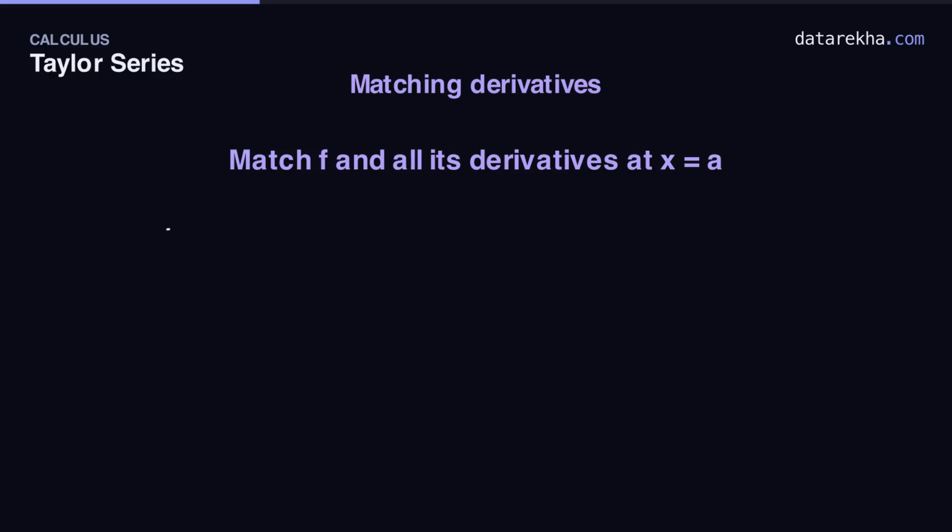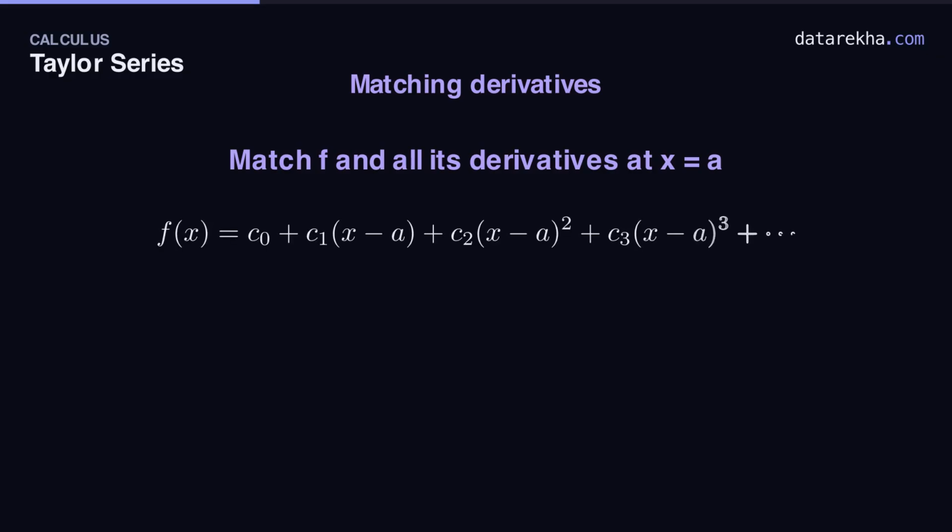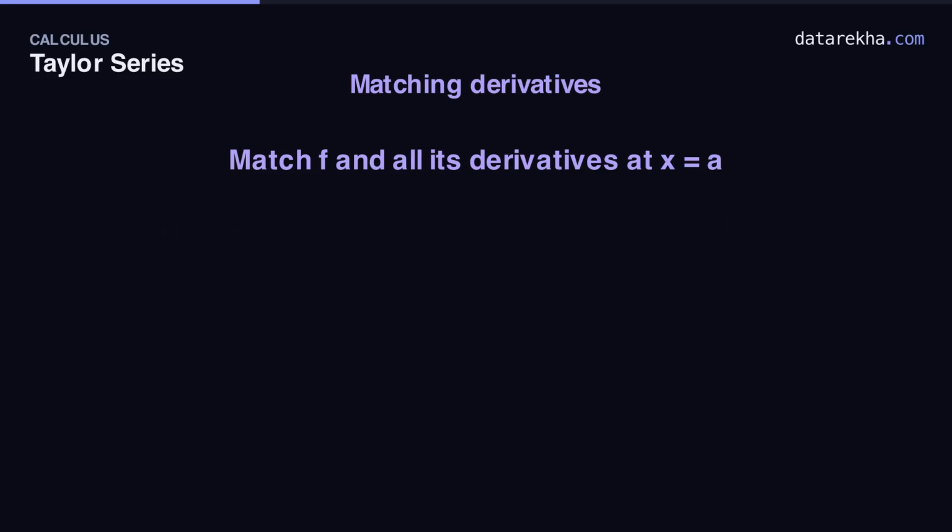Suppose we want a polynomial in powers of x minus a that agrees with f and with every one of its derivatives, right at the point a. Write it with unknown coefficients and let the derivatives pin them down. Put x equal to a, and every power of x minus a dies, except the first, leaving f of a equals c0. Differentiate once and set x to a again. Only the c1 term survives. f prime of a equals c1.